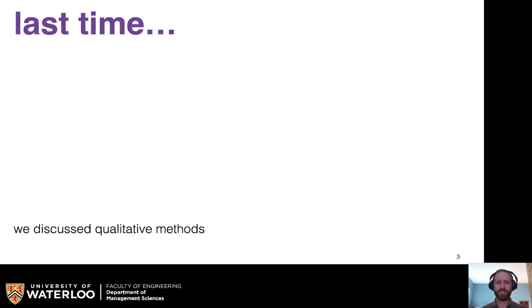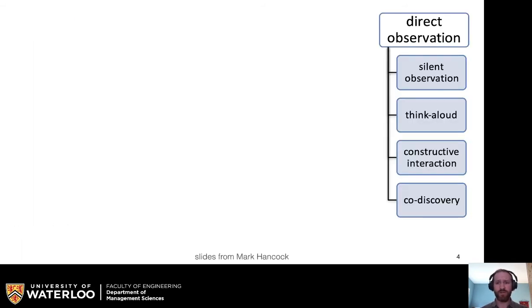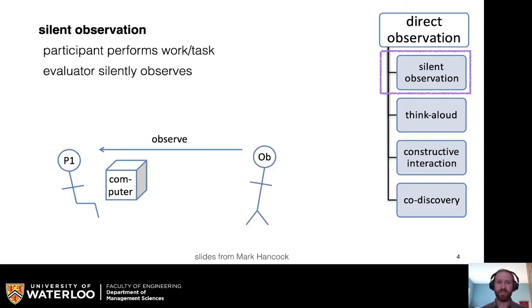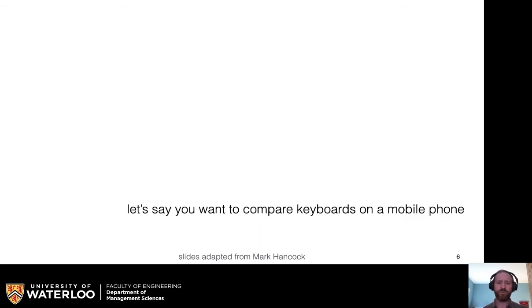Last time, we discussed qualitative methods, such as direct observation methods like silent observation. In this case, the participant performs the work or task, and the evaluator silently observes, like so. Today, we're going to talk about experimental structure, which can work for both quantitative and qualitative methods, but is especially appropriate for quantitative methods. Let's say you want to compare keyboards on a mobile phone.